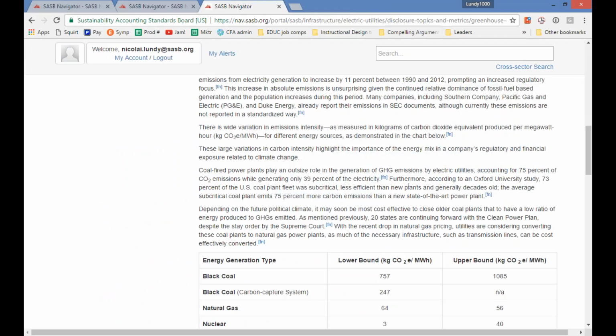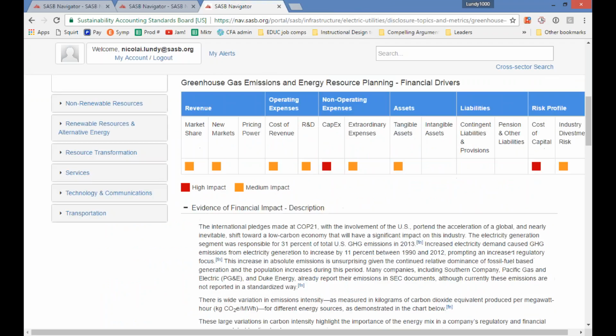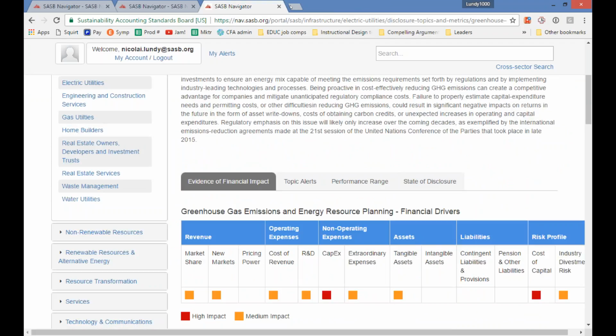So all in one place, all easy to click around. Just a few clicks, you're able to get through this evidence, topic by topic, industry by industry, to understand that materiality case that much better and communicate that to your peers, communicate that to your clients, whatever the case may be. But all of this is in some way static.